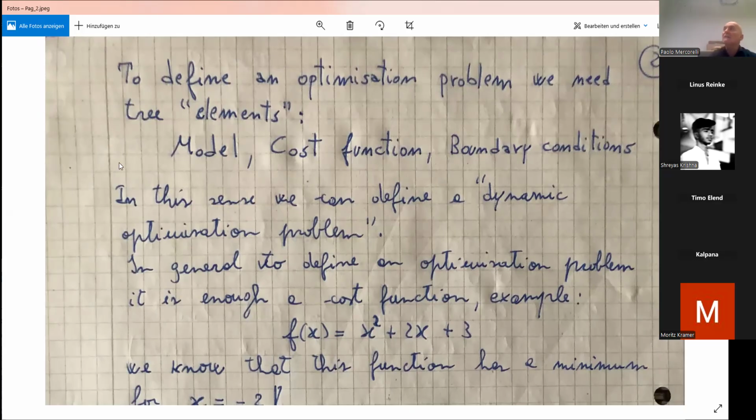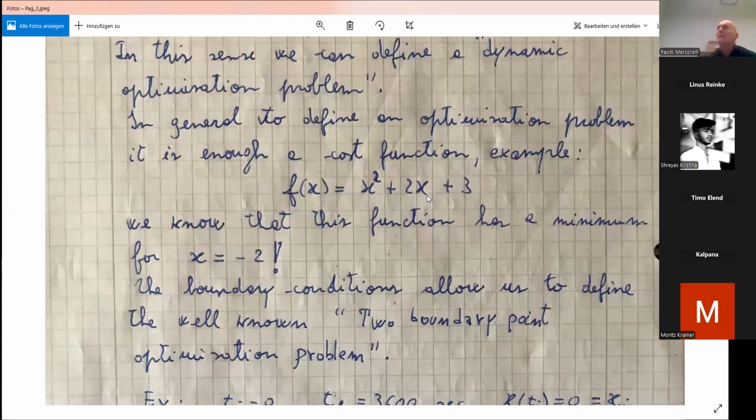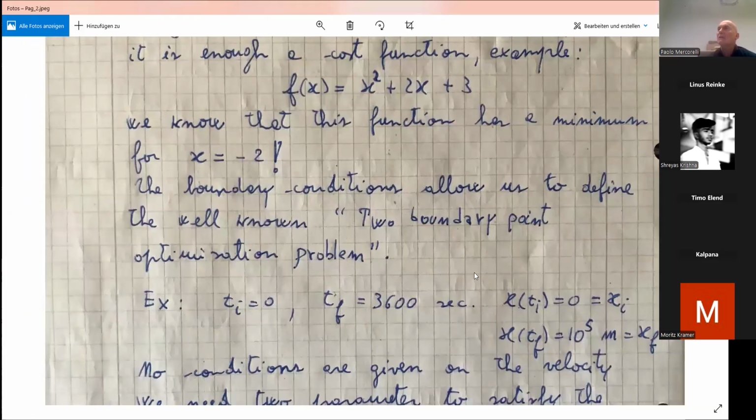Convex function, linear model, even though with boundary conditions. Boundary condition does not mean inequality, because if we have inequality, the problem remains with a linear model, with a quadratic function, for instance, or the convex cost function remains convex. But it's a shame, we need a solver. But with boundary condition, with equality, we can calculate analytically the solution. This I told you last time. Let me skip this because you already know. Two boundary point optimization problem I already told you.